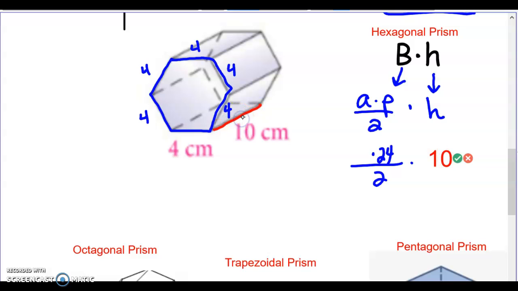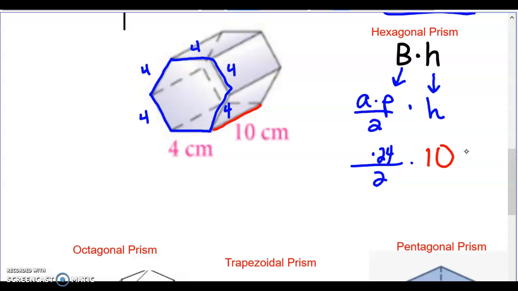Now make sure you guys are writing your work and sending me a picture of your work so I can give you partial credit. Because if you get this far and you just can't figure out what the apothem is, that's worth a lot of points. So I want to be able to give you partial credit for knowing how to do at least most of it.